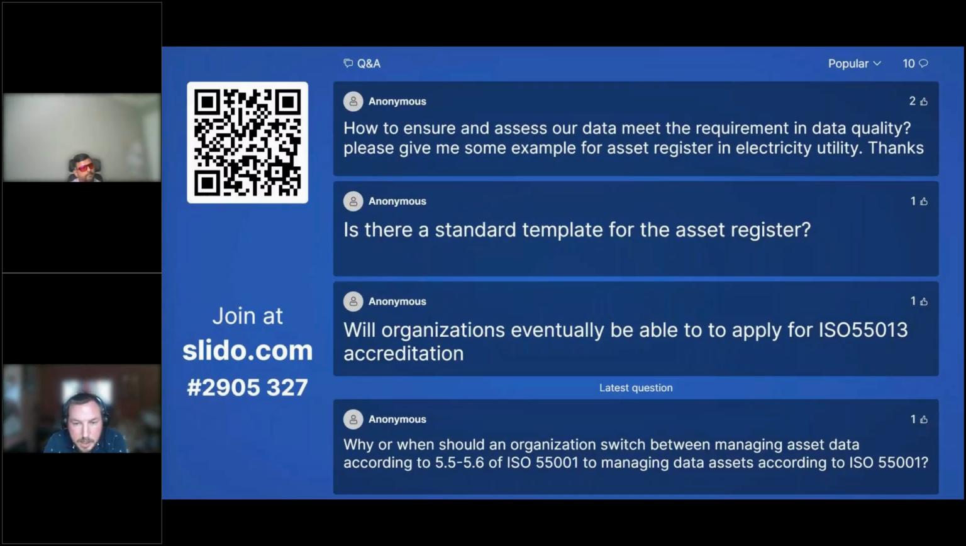Okay. Let's see one more. How to ensure and assess our data meet the requirement in data quality? Please give some example for asset register in electricity utility. That also links into the one next to it. Is there a standard template for the asset register?